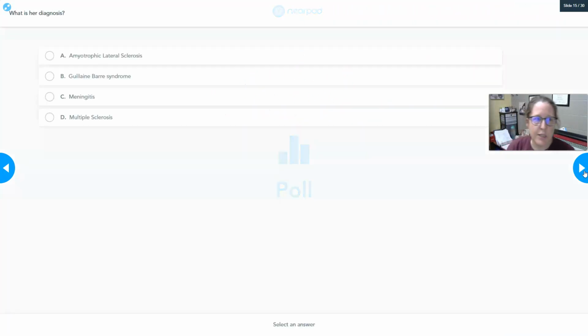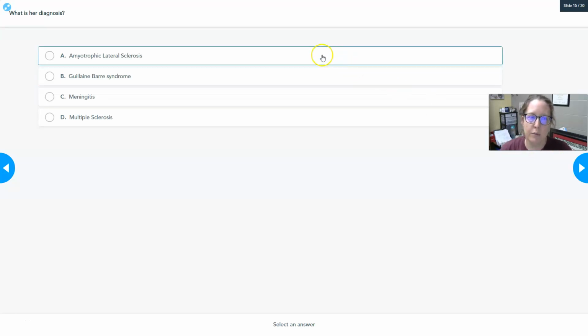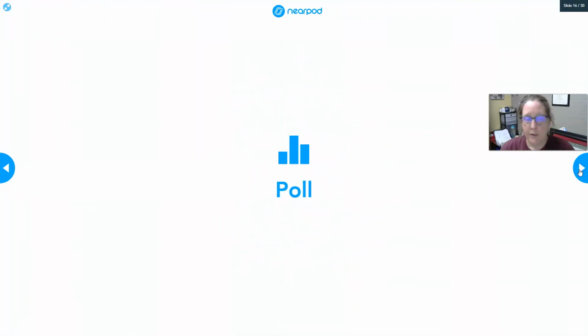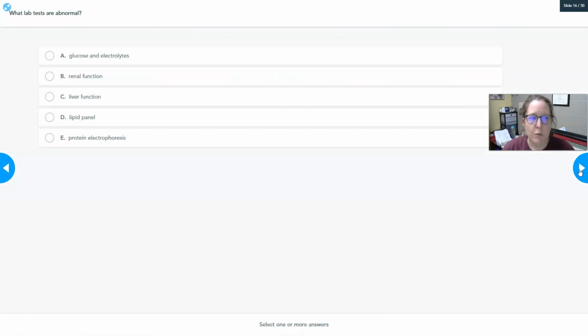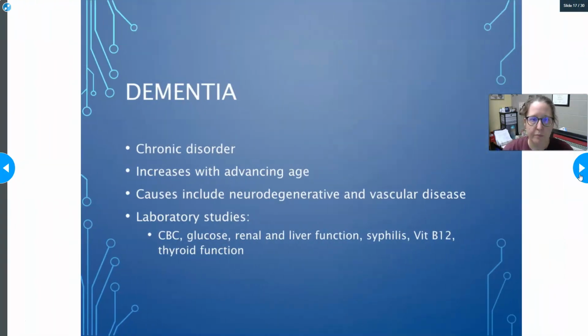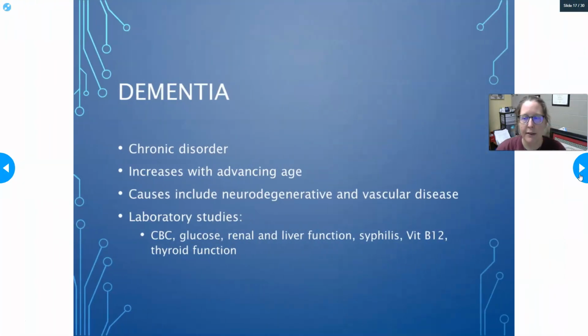So first, which one would you say might be her diagnosis? Just based on signs and symptoms, which one would you go with? It could be any of these. We'll talk about it in a second. And of her lab tests, if you listened, you probably can answer this: which one of these was abnormal? A lot of them were completely normal. Which one's probably the most relevant abnormal lab test? Is it glucose and electrolytes, renal function, liver function, lipid panel, or the protein electrophoresis? Okay, we're going to table that and get back to it in a second.